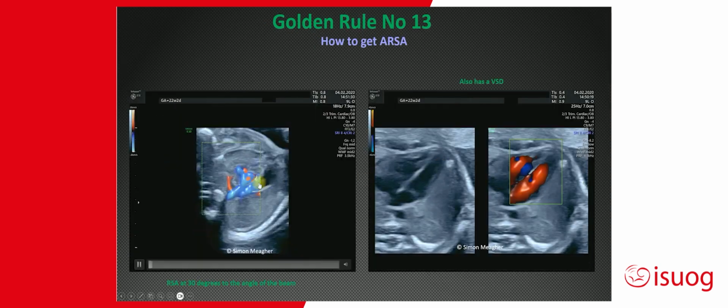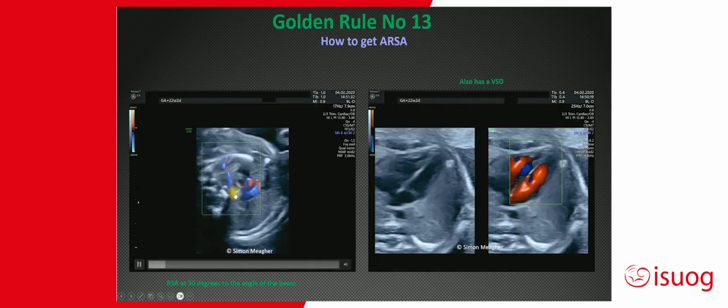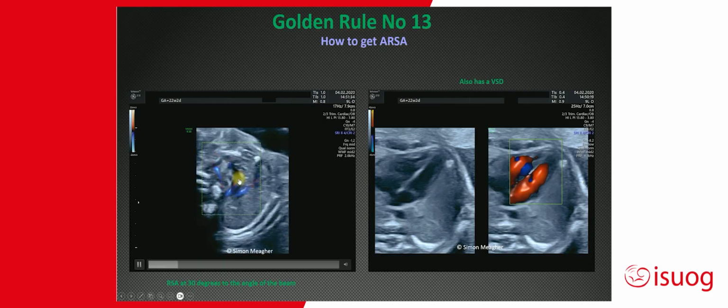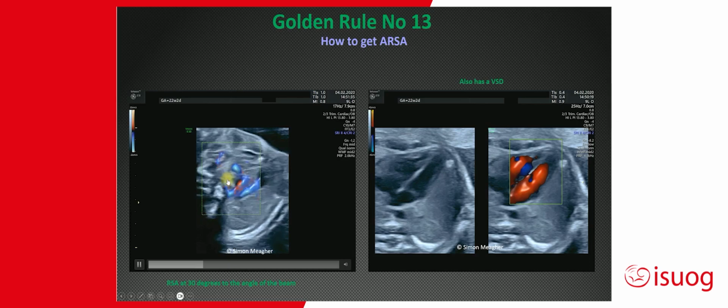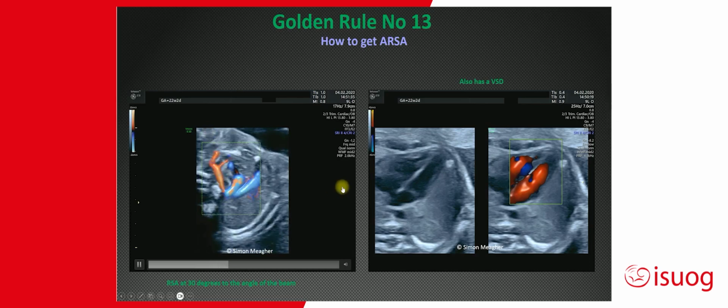So if you look here, we've got the 3-vessel tracheal view, the trachea, therefore that's the transverse arch, pulmonary artery, SVC, and here we have an aberrant subclavian artery going behind the trachea. You see the way I have it angled, so it's coming up towards the transducer.